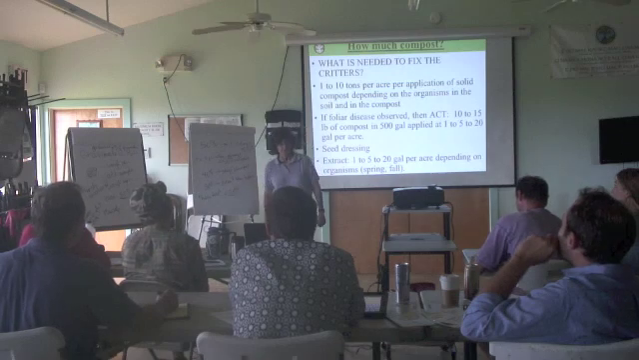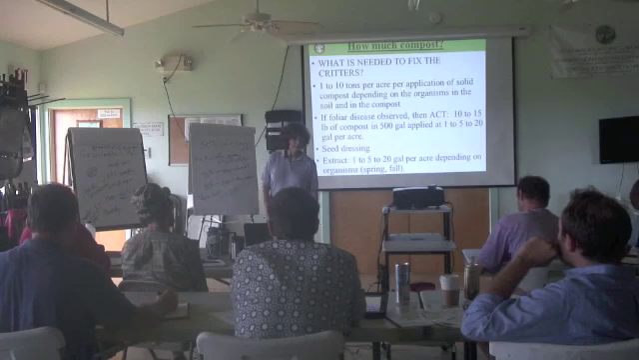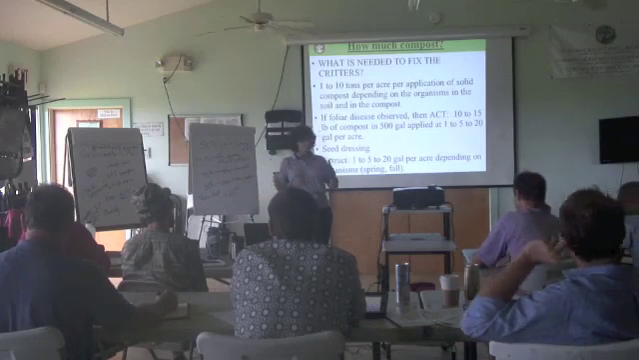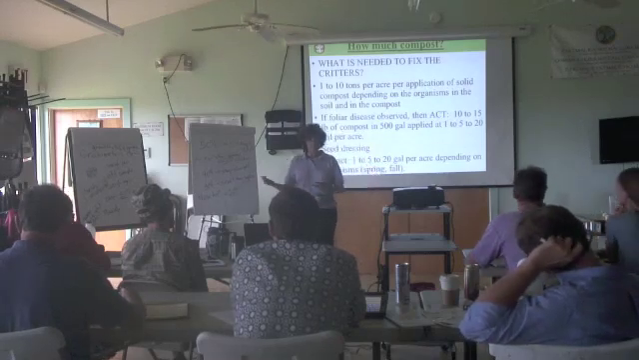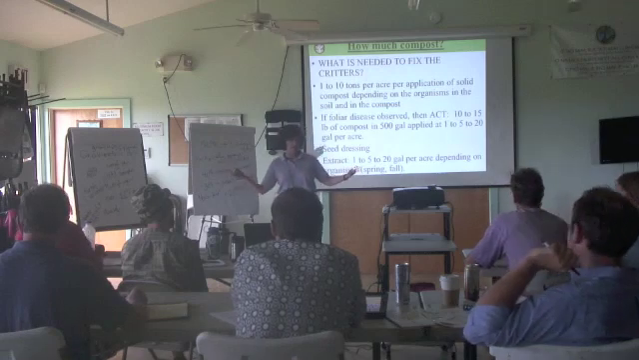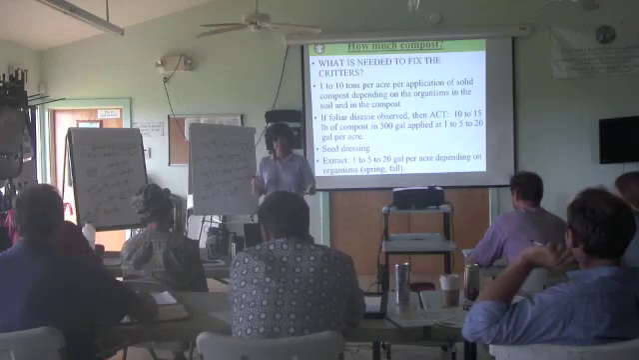How much compost? Well, here's an it-depends answer. 1 to 10 tons per acre. Well, 1 ton if you really have pretty good biology in that compost. 10 tons if you don't have much biology at all. Well, is it really compost if we don't have any good biology?